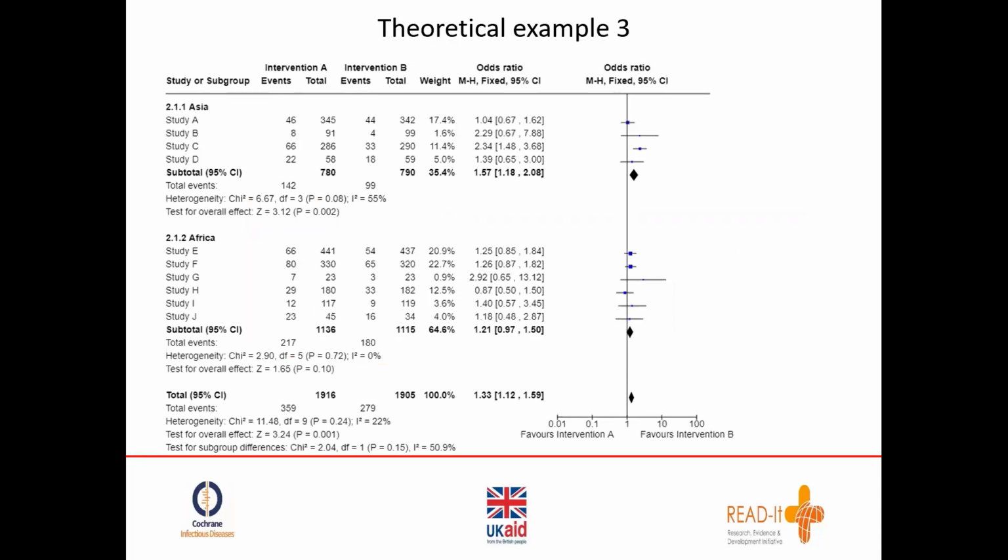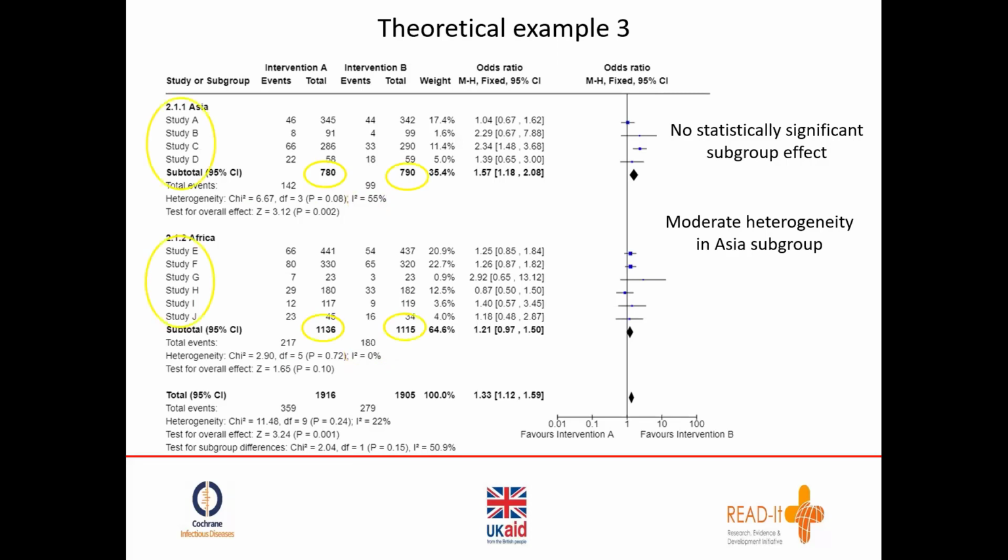So our third example, this time we have a non-significant p-value. We have moderate heterogeneity in the Asia subgroup there, but none in the Africa subgroup. We have 4 studies contributing to the Asia subgroup and 6 to the Africa subgroup. So we have more patients contributing to the Africa subgroup than the Asia subgroup as well.